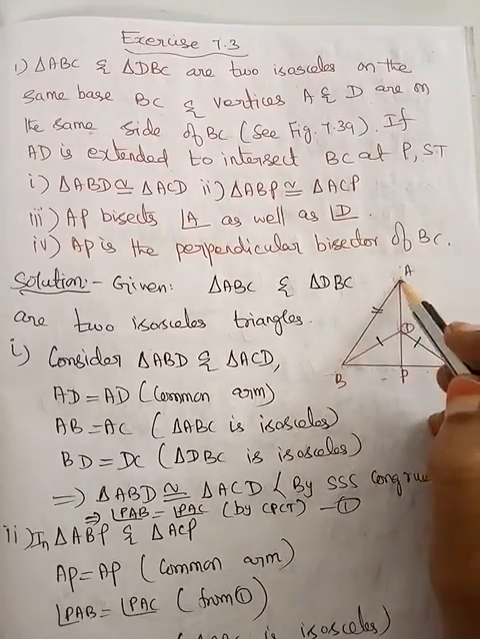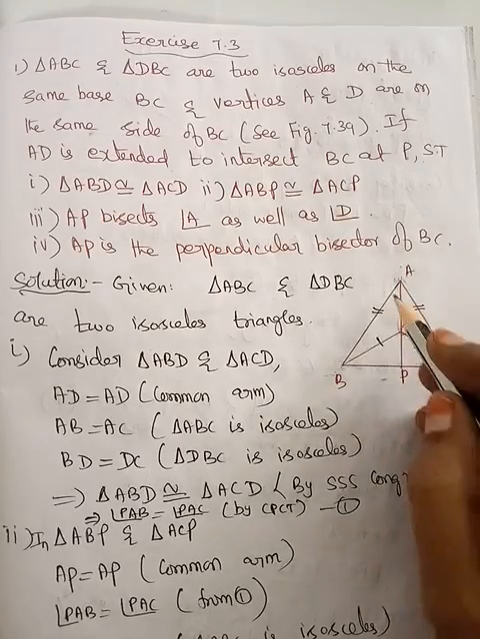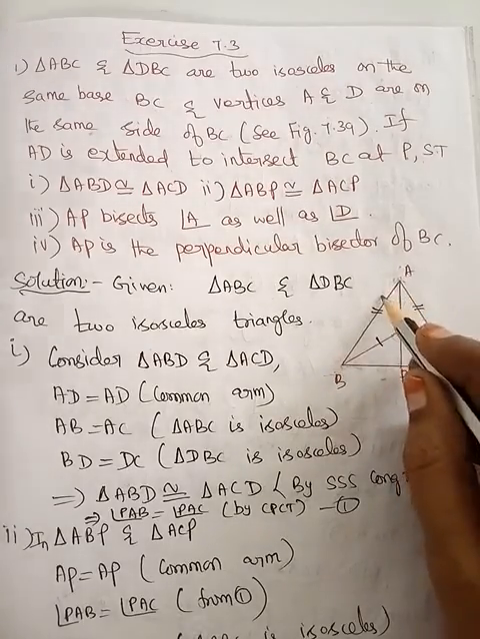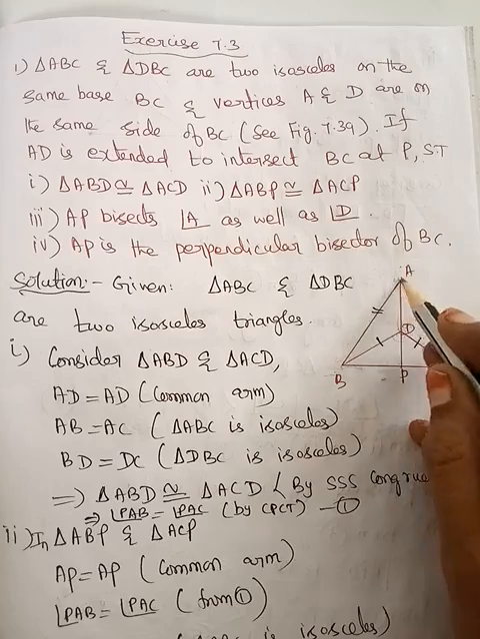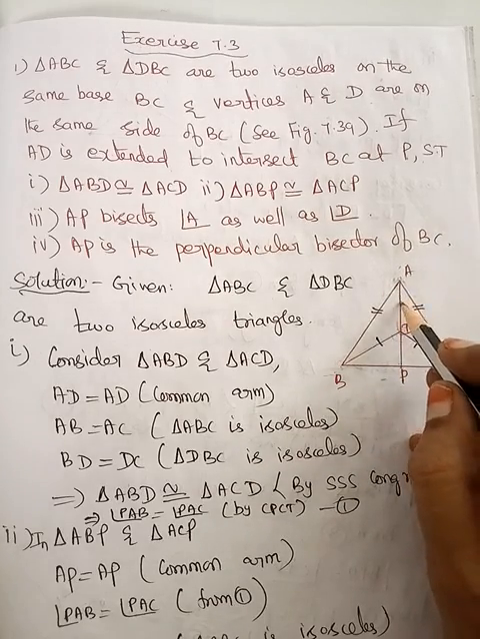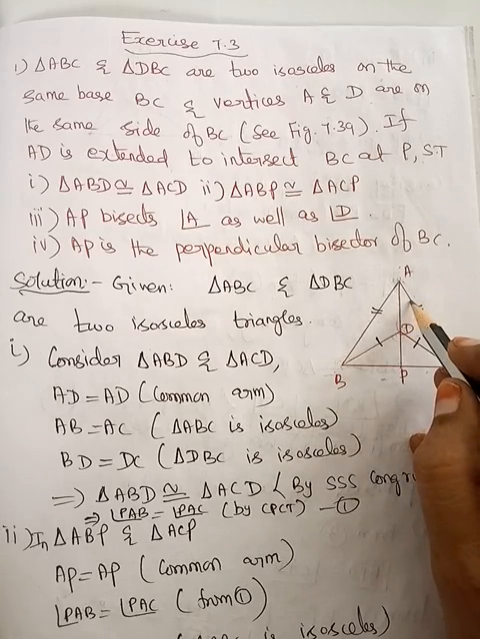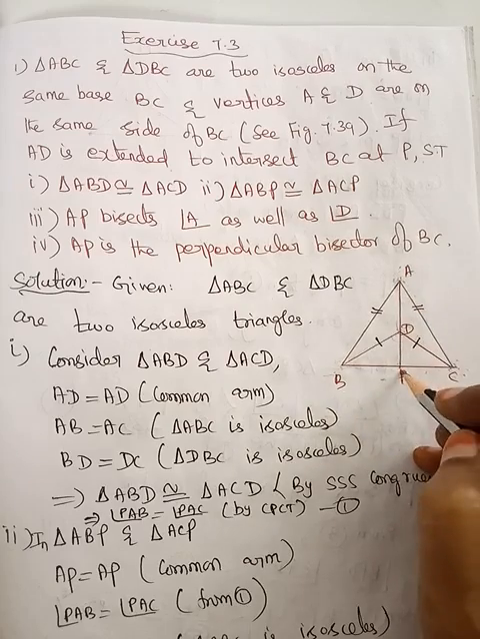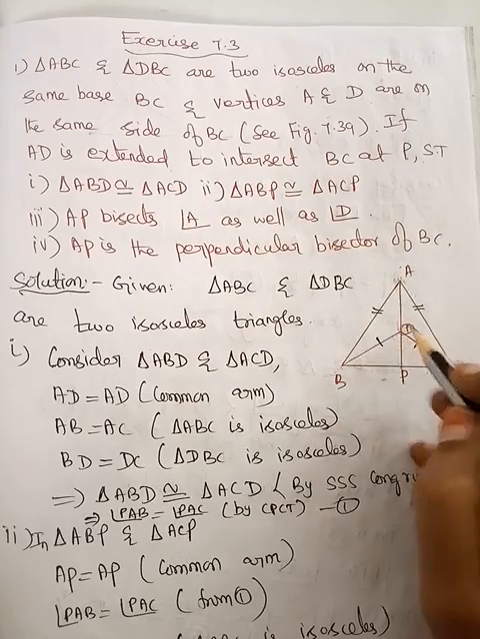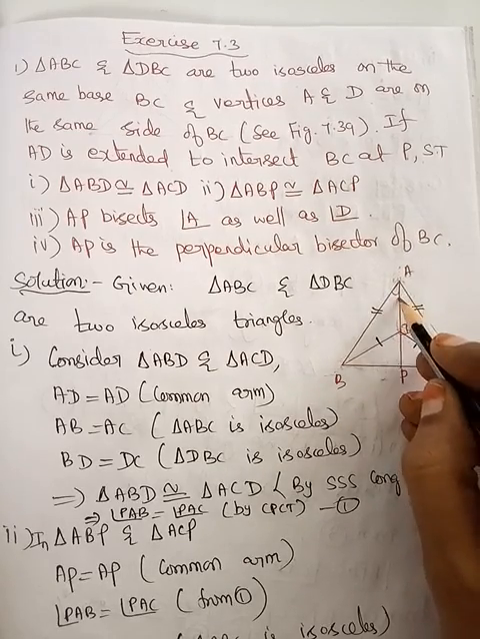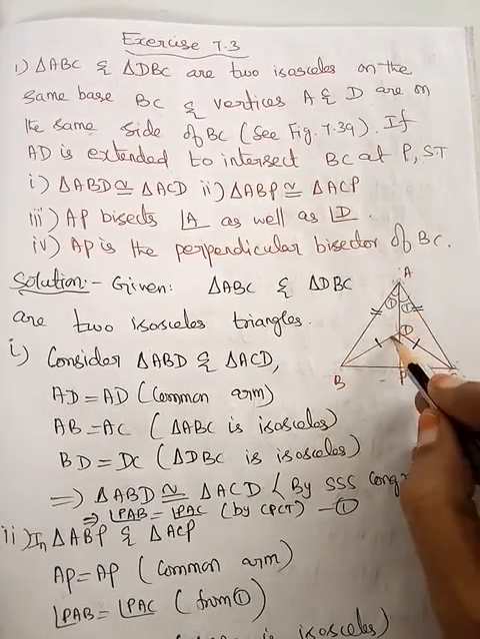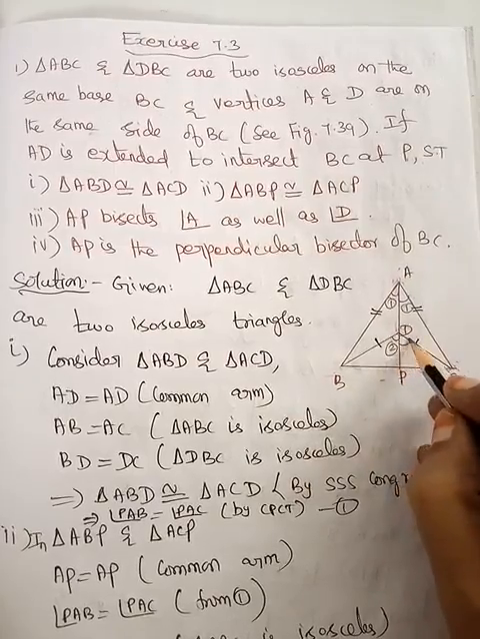Next, AP, this line, bisects angle A as well as angle D. So, suppose angle A is 60 degrees, the AP line makes equal parts. That is, this side is 30 and this side is 30. This is the meaning for bisect. AP bisects angle A as well as angle D also. This angle equal to this angle. Also, this you call it 1. Also, this angle is equal to this one. We want to prove this.